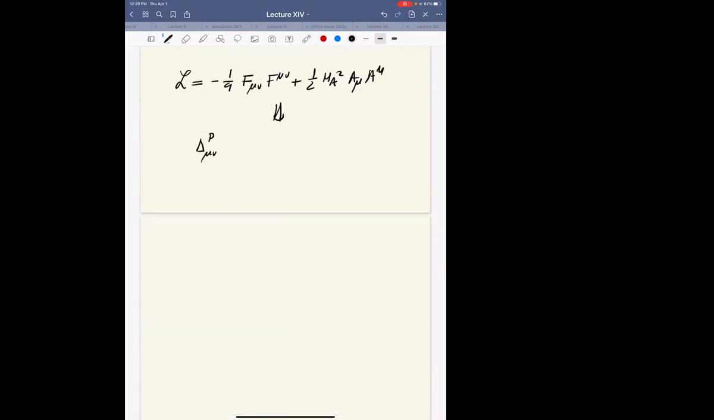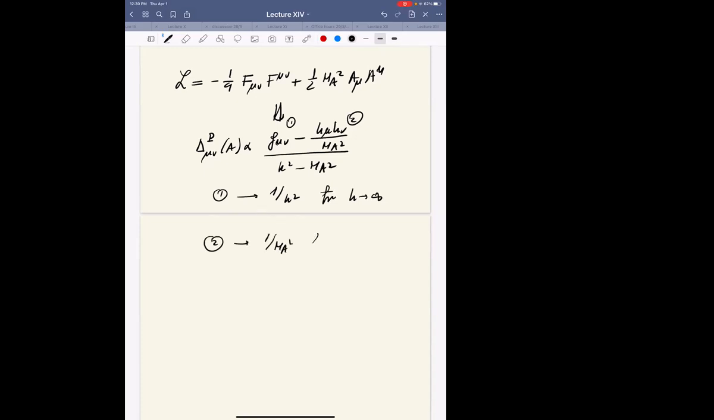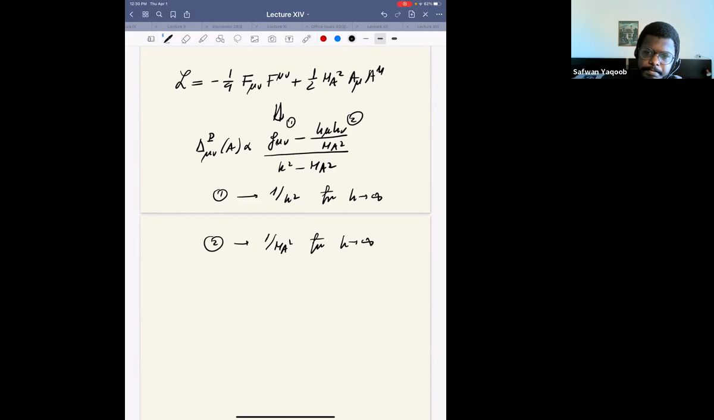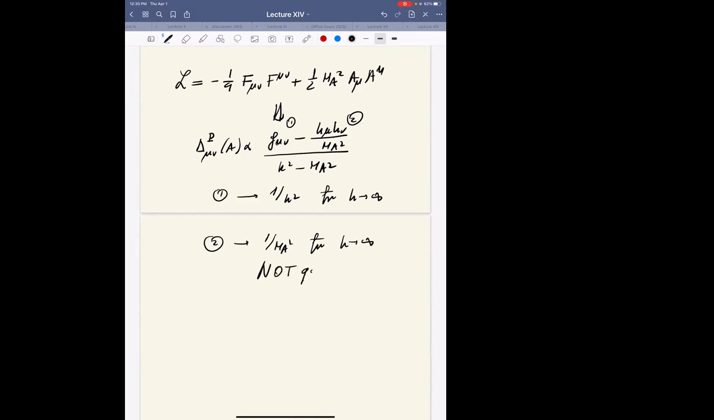The propagator Delta mu nu Proca of A is proportional to g mu nu minus k mu k nu over m_A squared, over k squared minus m_A squared. So the first piece is okay. There are two pieces. The first piece goes as one over k squared for large k. The second piece goes as one over m_A squared for large k. You agree with this? Yes. This is not good. It doesn't go down, doesn't go to zero.